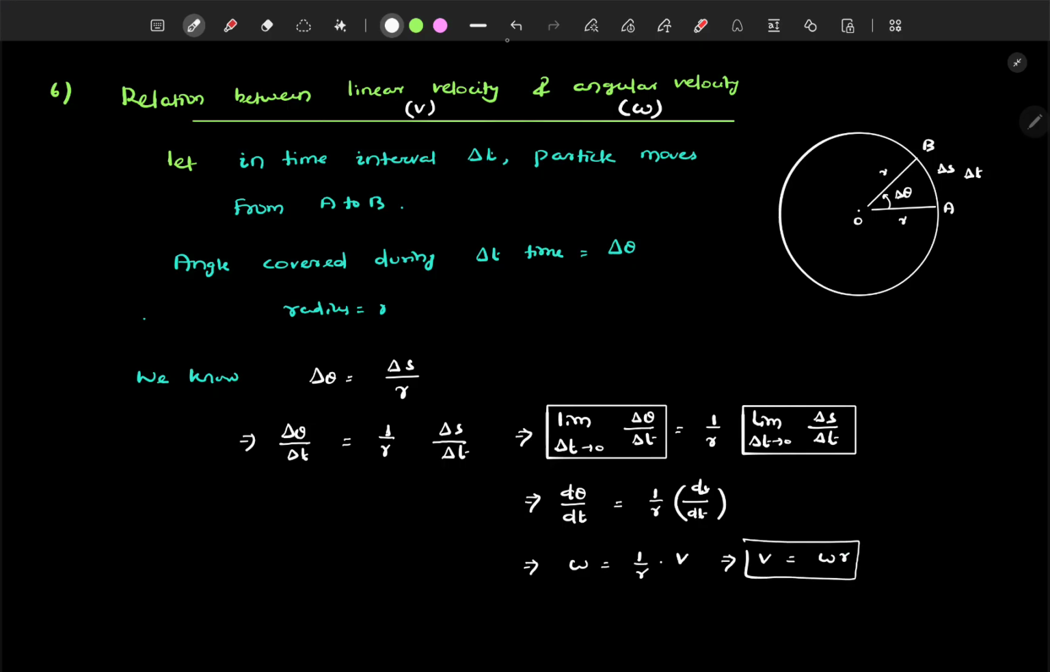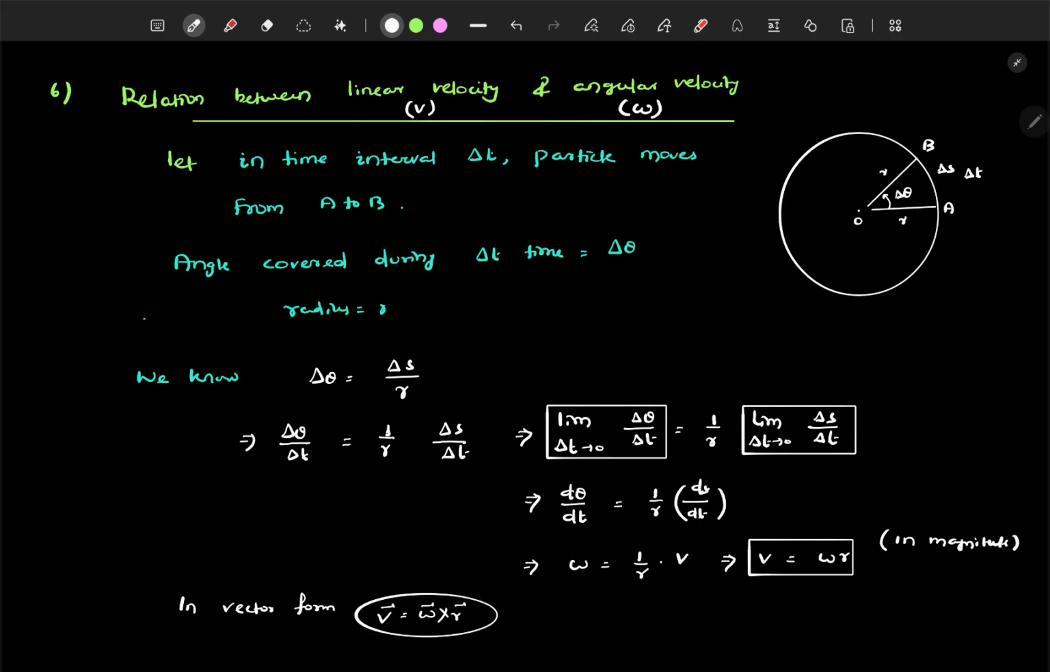And remember, v is equal to omega r. This is in terms of magnitude only. It does not hold good for vector form. तो वेक्टर फॉर्म इसका क्या होगा? This is in magnitude. So in vector form, v vector equals, remember, omega vector cross r vector. Don't think that v vector can be written as r cross omega, because cross product is not commutative. So this will be v vector equal to omega vector cross r vector. So this is in vector form.